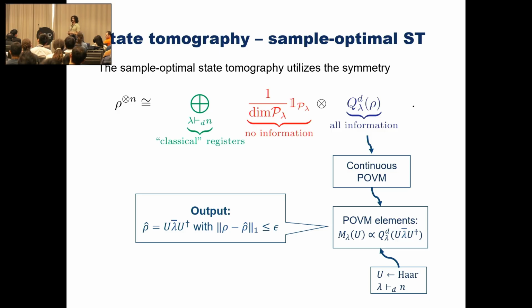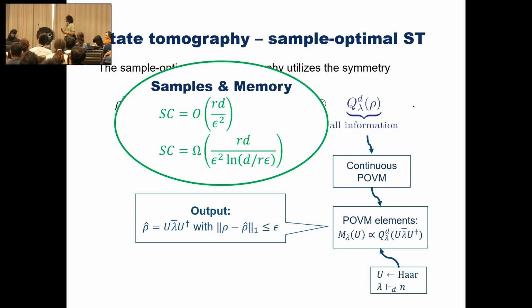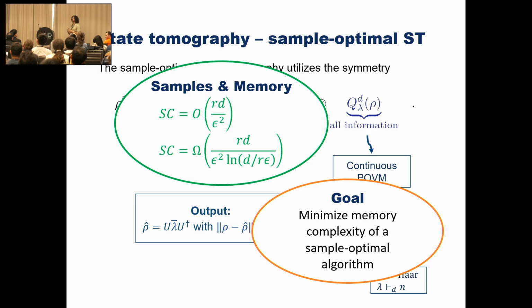Then the output of the tomography algorithm is going to be that state rho hat, which is going to be U times a diagonal matrix with diagonal elements equal to the partition, also normalized, times U dagger. And it is known that this state rho hat is going to be close in trace distance to the original state. It is known that this algorithm is sample optimal, with upper and lower bounds as given in the green box. And our task is to minimize the memory complexity of this sample optimal algorithm.